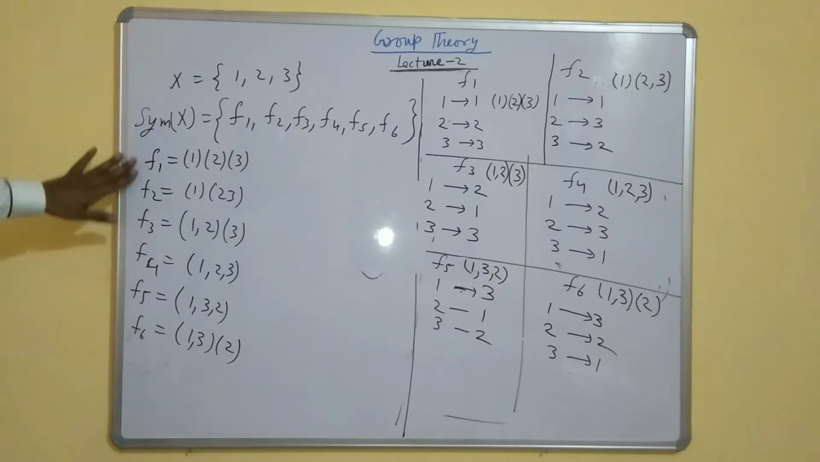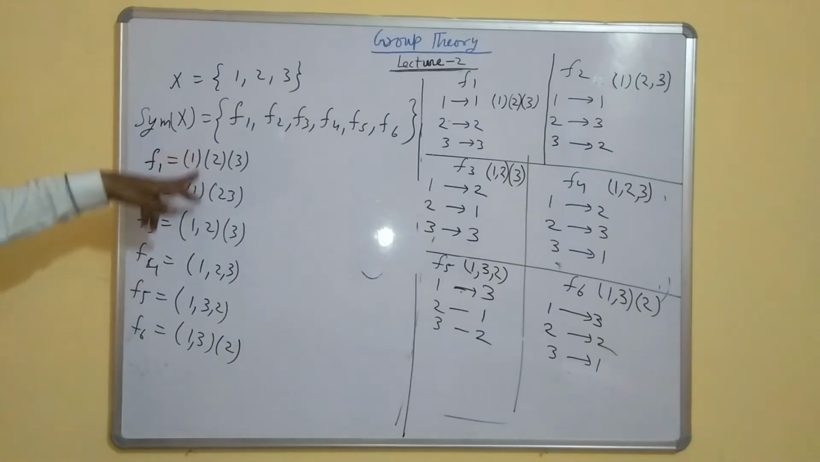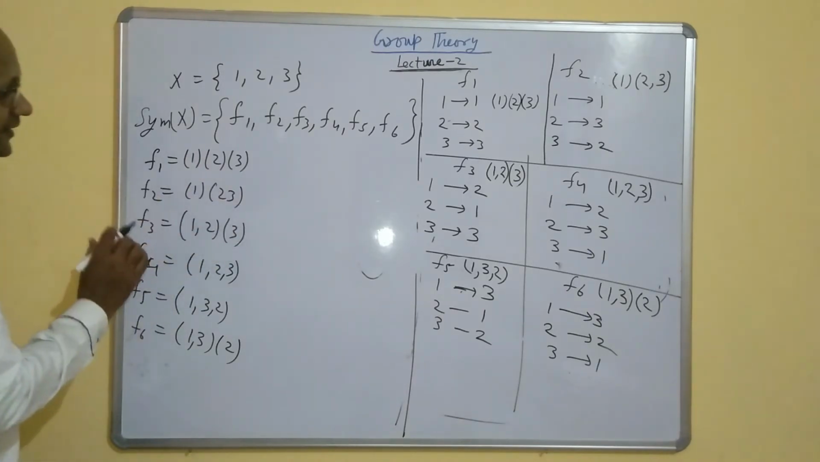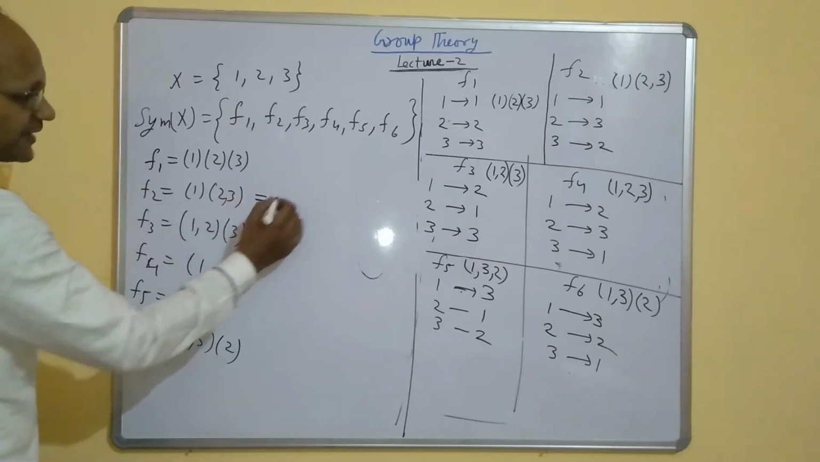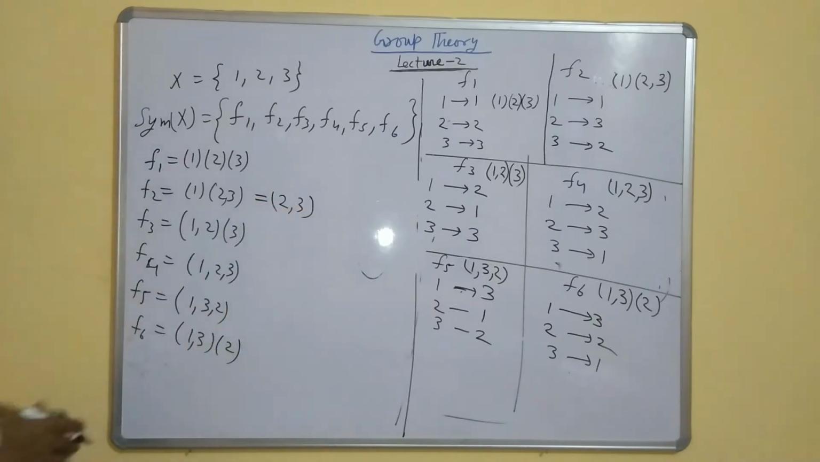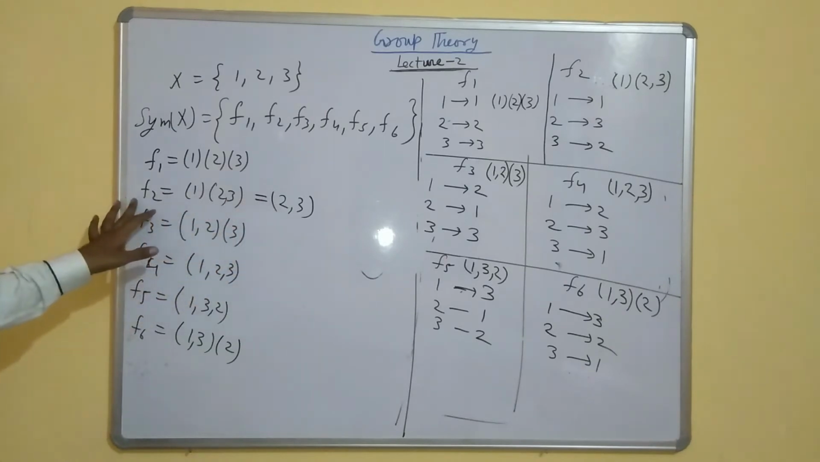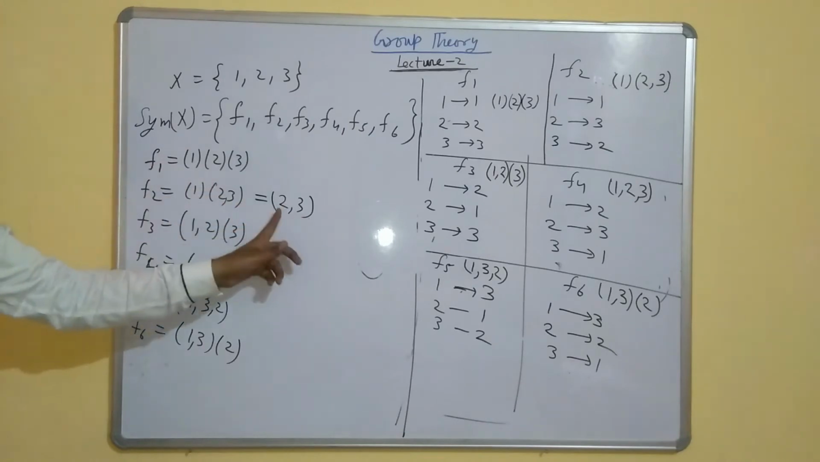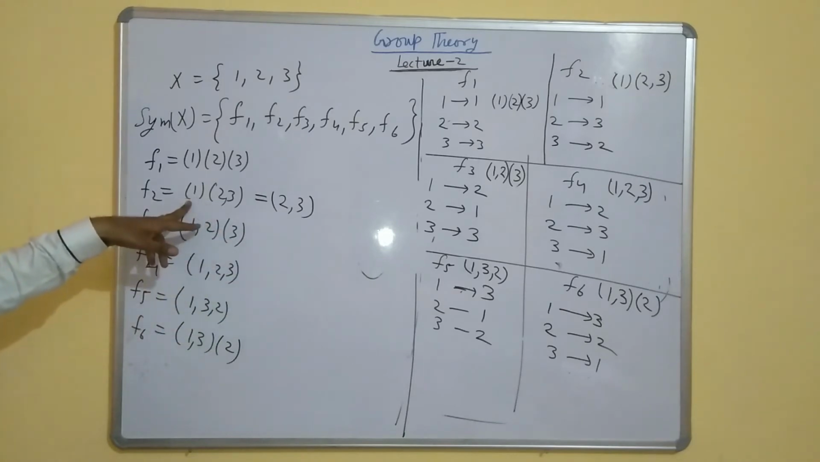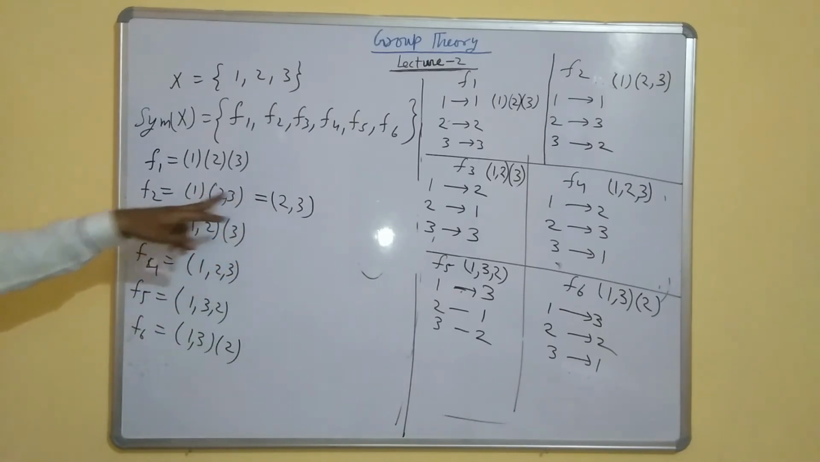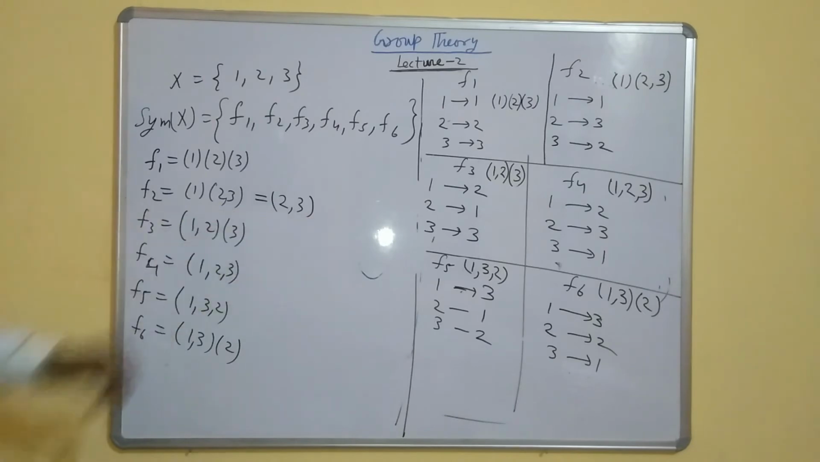Now for F1, F2, F3, F4, F5, F6, we can write these symbols, but there is still a chance of simplifying this, because see, this 1 is not going anywhere. So if I write it as 2, 3 and say that whatever symbol is not here is going to itself, it will be enough to write 2, 3 for F2. In F2, 2 is going to 3, 3 is going to 2, and whatever is not written here is fixed. So let me write it in a more simplified way, that is 2, 3.